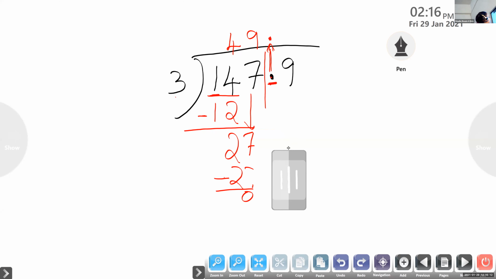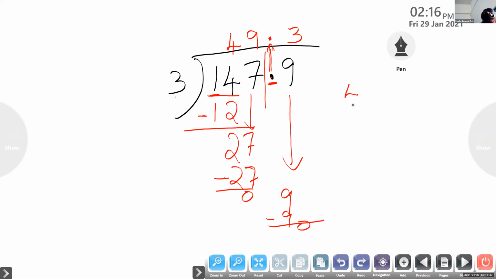This I just drew for you to understand. So, what you have to do? Bring down 9. Okay. Now, what do I have to write here? 9 divided by 3. 3 3s are 9. Okay. So, this much only. So, what is the answer?